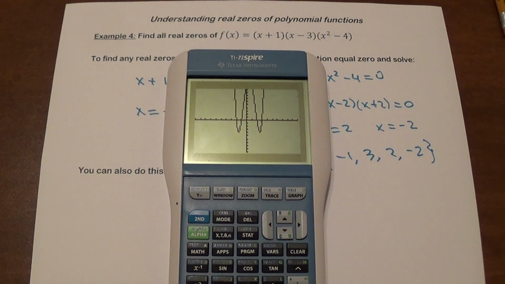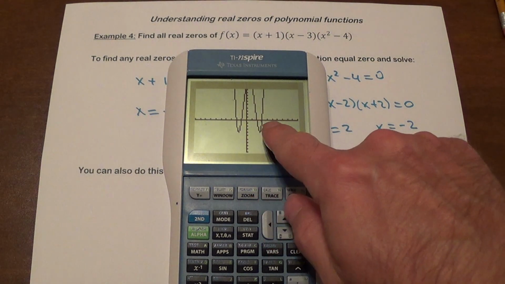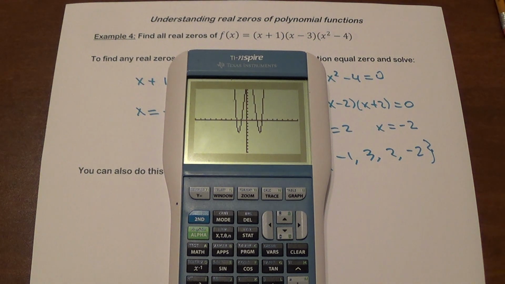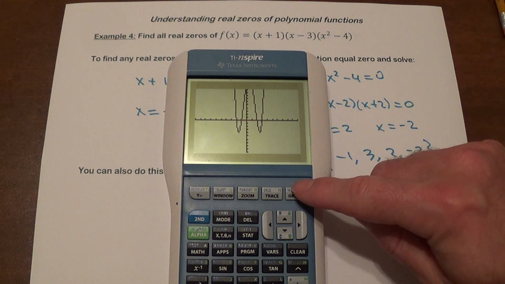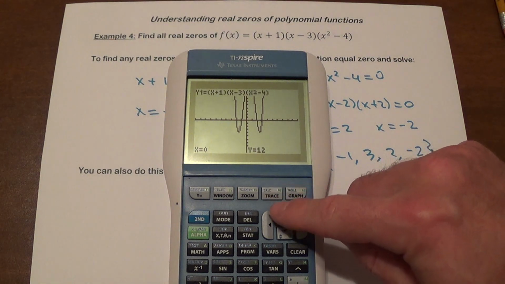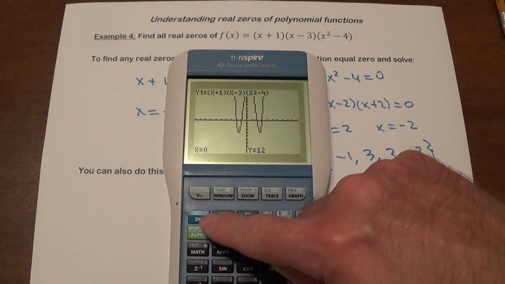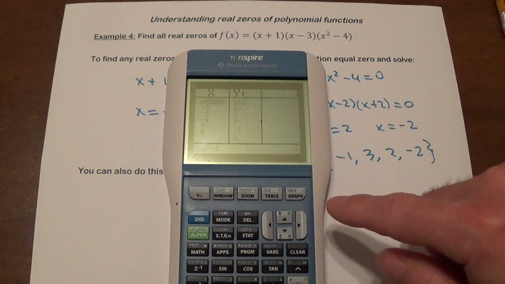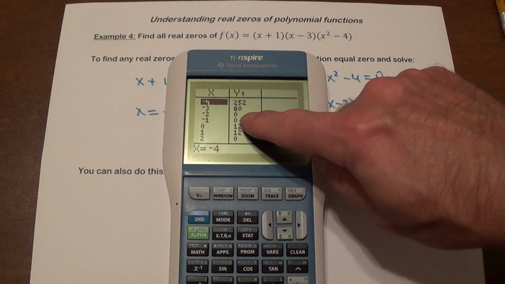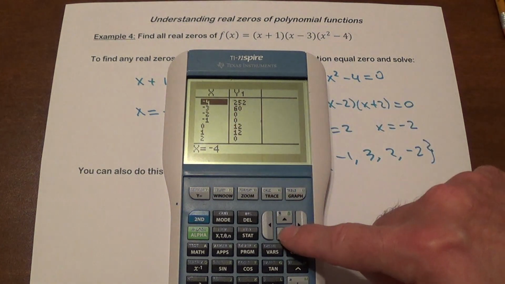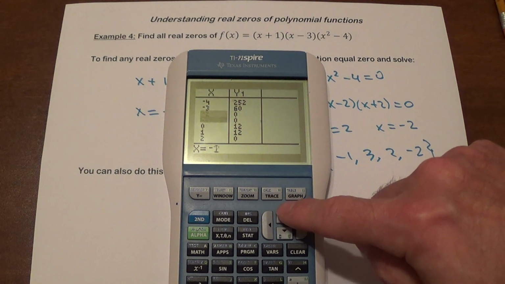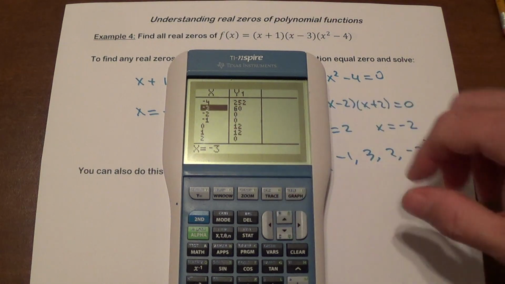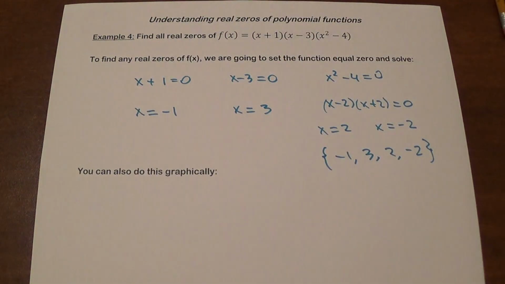So we can clearly see it crosses at 4 points, and we can estimate them. And again, you don't want to rely on the graph alone. You always want to verify it by using maybe a table of values or numerically by substituting that. If you go to table of values here, you can see that it's 0 at negative 1, 0 at 2, 0 at negative 2, and that's how you can do it.